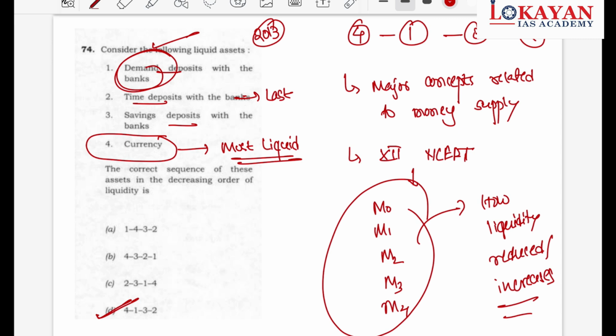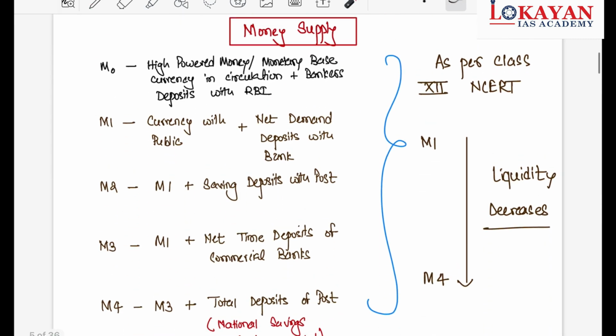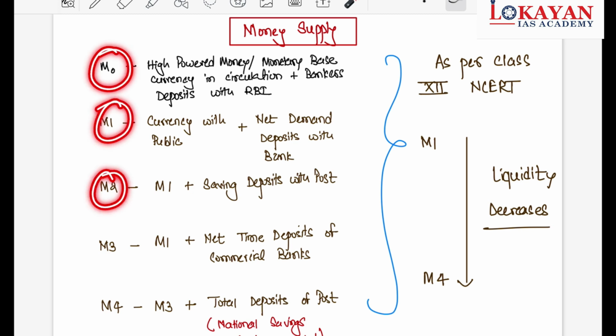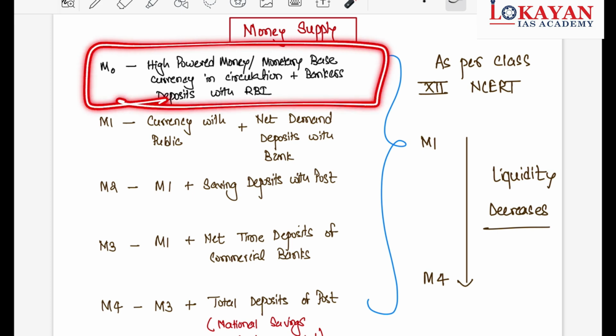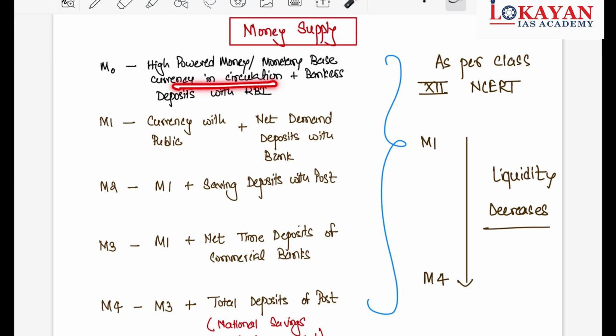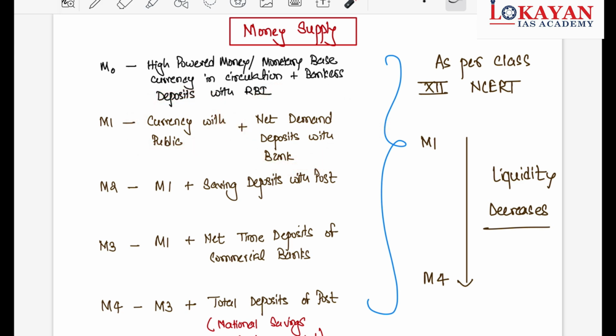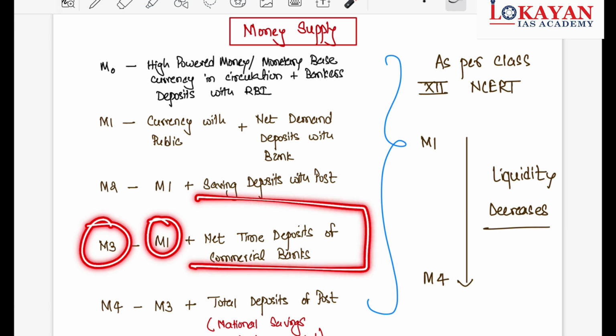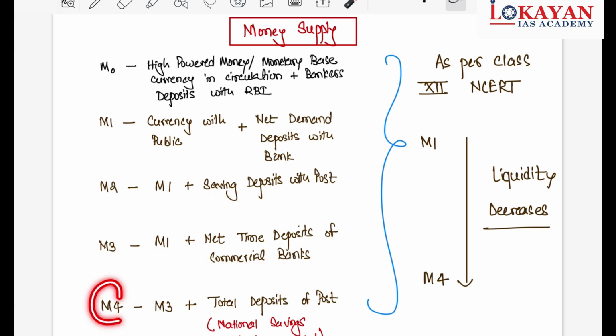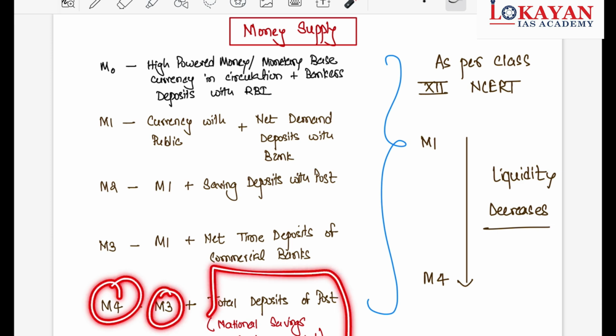So let's discuss them. Money supply indicators M0, M1, M2, M3 and M4. M0 is high powered money, also known as monetary base, and includes currency in circulation plus bankers' deposits with RBI. Then comes M1, which is currency with public and net demand deposits with bank. Then M2, which contains M1 plus saving deposits with post office. Then M3, with M1 and net time deposits of commercial banks. And at last we have M4, that is M3 plus total deposits of post office.